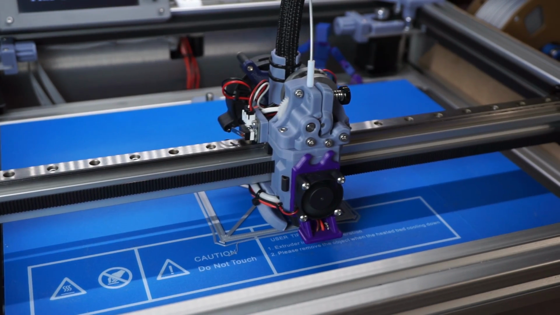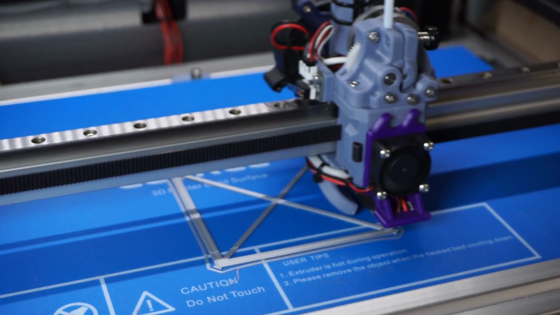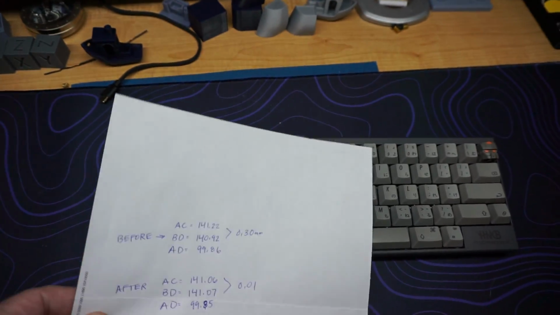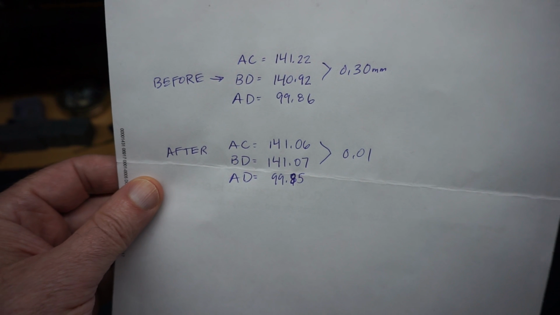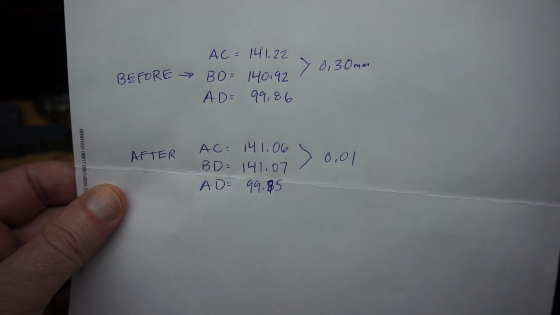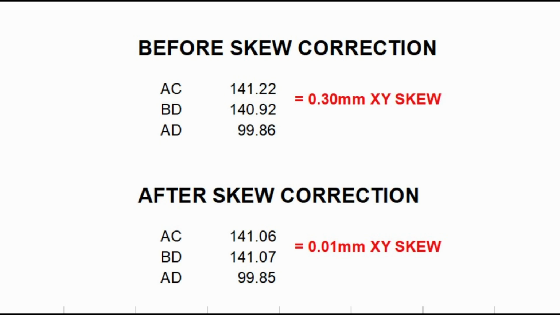Then you just print the object again, and when you're done, you take your new measurements just to double check. So here's mine. After I took my new measurements, you can see that it's pretty much almost perfect now. It's 0.01 millimeters off, where before we had a 0.3 millimeter error or skew within about a 140 millimeter span of the object. And I think for anything that I'm printing, that's going to be well within any tolerances that I'm going to need. So I'm pretty happy with this.